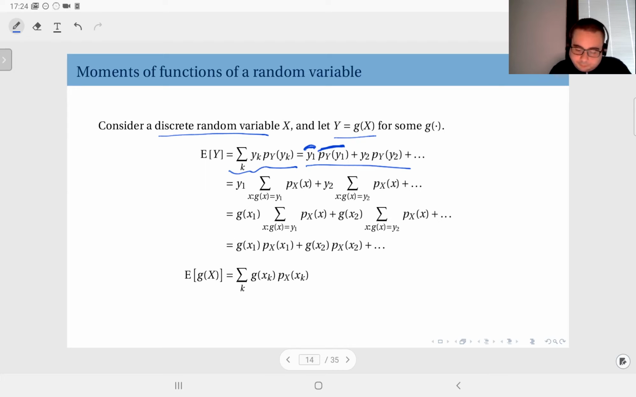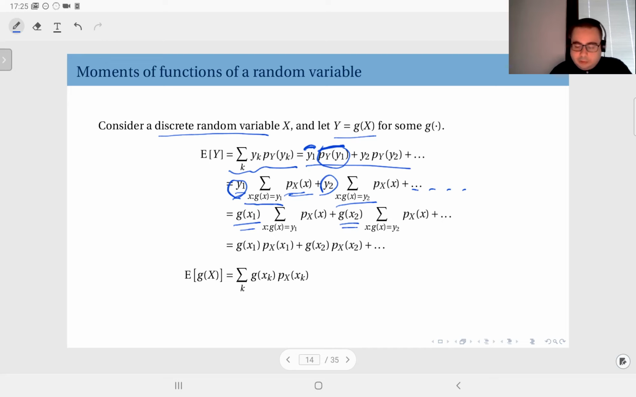So here, y1 times this probability, but this probability is, as I said, nothing but the probability of the event g of X is equal to y1. So for all possible x values that give me y1 when applied to g, just add the PMF values of X and you get the PMF value of Y at y1. Similarly with y2 and so on, okay? And you observe y1, y2, etc. These are g of x1, g of x2, etc., for some x1, some x2. These will be the relationships.